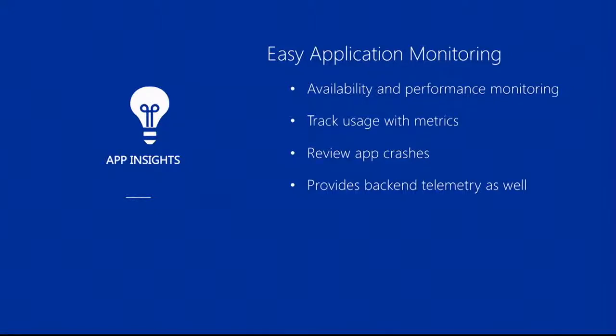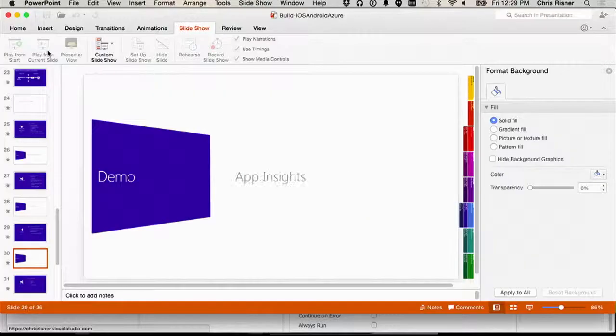So let's say you're doing that on Azure App Service and you've got an application, and you also have a mobile app or a website for that application. Well, you can use App Insights to get information on the usage of your mobile app as well as your website. Let's take a quick look at what this looks like.